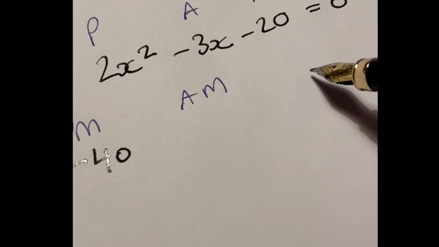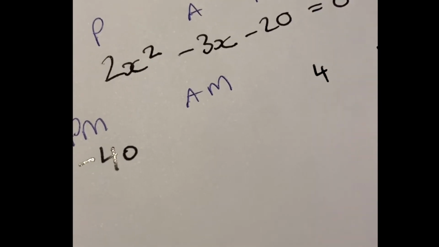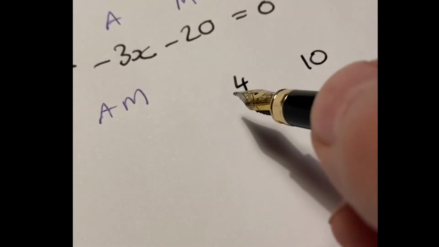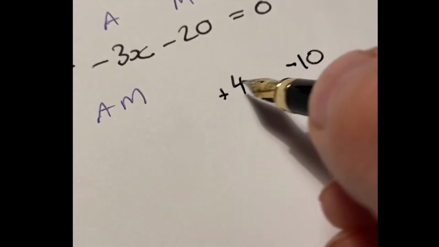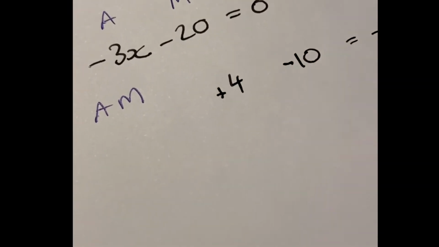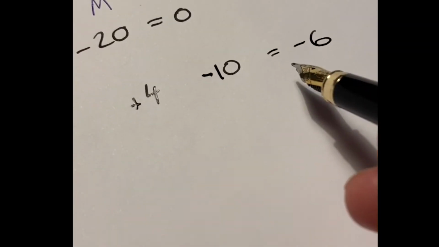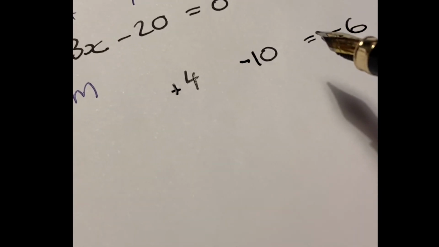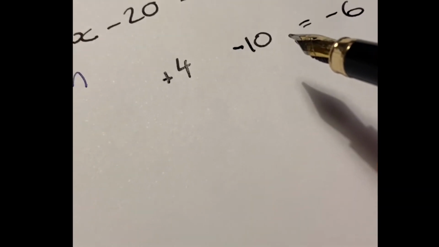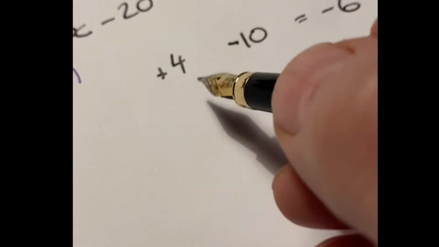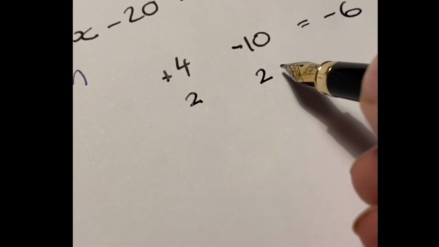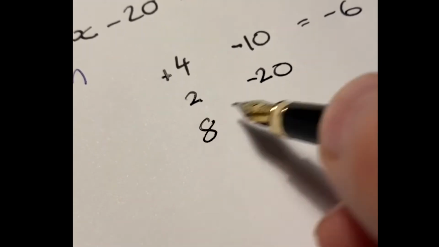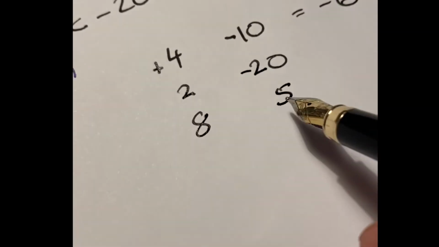So I could start with 4 and 10. If I times 4 and 10 together, I don't get in any way a negative 3. I make that a negative and that a positive, and if I add them together, I get negative 6. So that's no good. I've got to think of other numbers that make 40. I could do 2 and 20, but again, that's going the wrong way. So what about 8 and 5? Now that feels more comfortable.